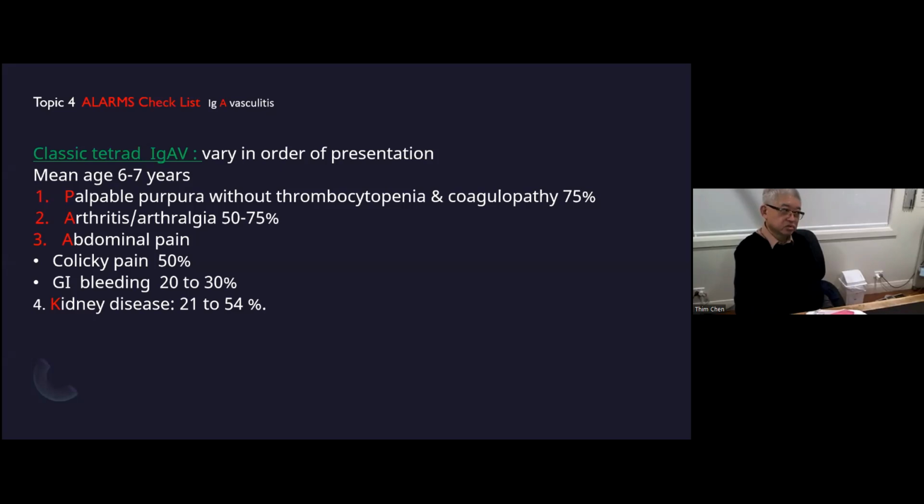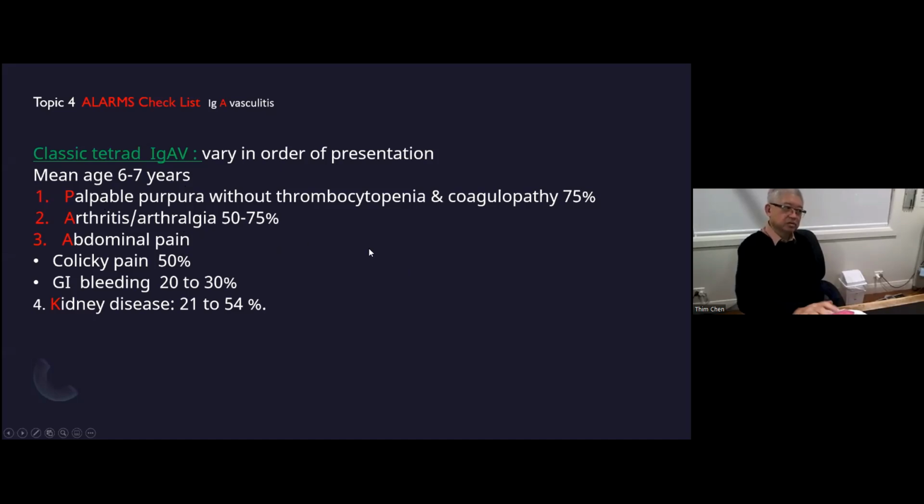IgA vasculitis, another name is Henoch-Schönlein purpura. So this is a new terminology. Henoch-Schönlein is an old terminology. Mean age is 6 to 7 years. They usually come in this way, but they can come in any order of presentation. So the most predominant sign is purpura with arthritis. But sometimes the child may have abdominal pain with arthritis without a purpura.